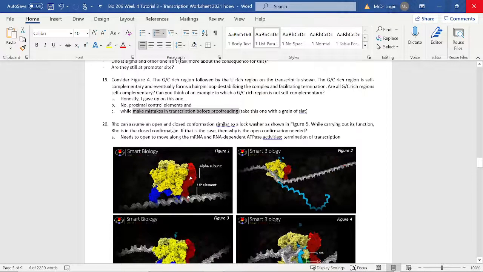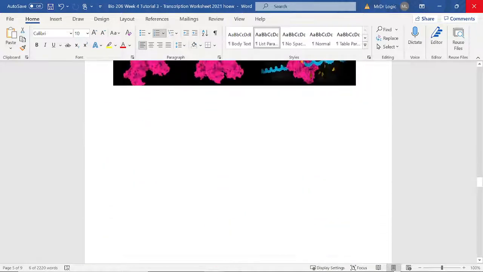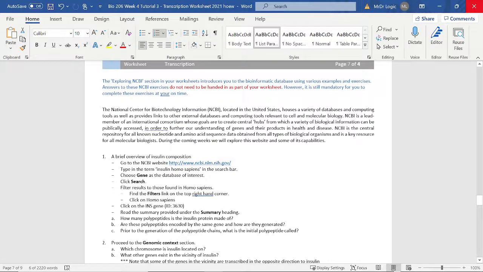But yeah. And then lastly, question 20 is about needing to open up for DNA and RNA. As we said before, termination of transcription. Remember this from way earlier, like question 3. That's where it is. Now, there is a whole section below where it's like, do this. I'll link it in the description.